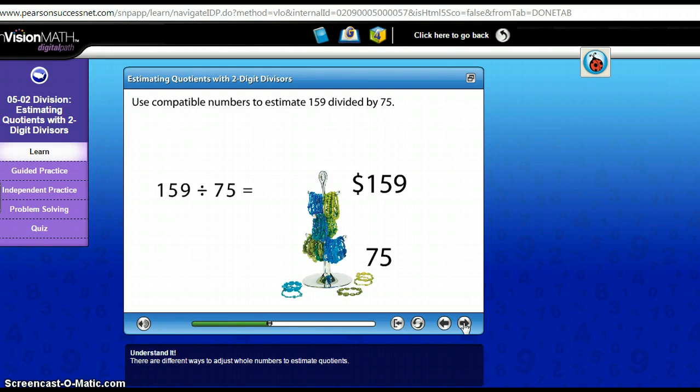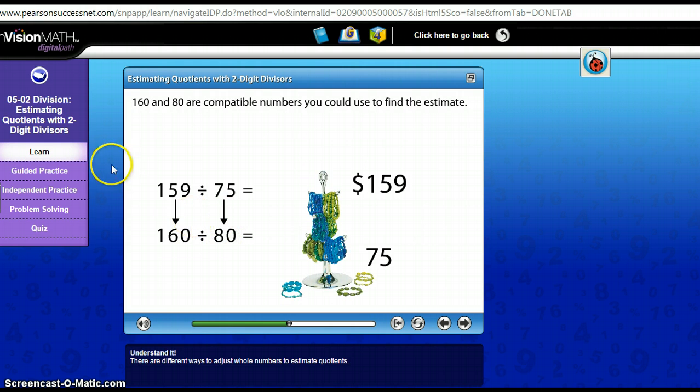Use compatible numbers to estimate 159 divided by 75. What compatible numbers could you use to find the estimate? 160 and 80 are compatible numbers you could use to find the estimate. 159 is very close to 160. 75 is close to 80. So I can change both numbers here. I know that 8 goes into 16 how many times?